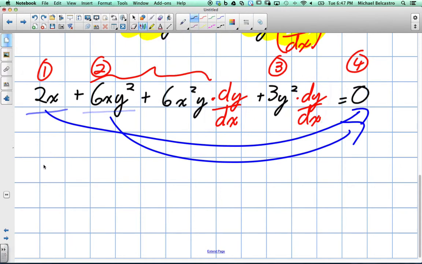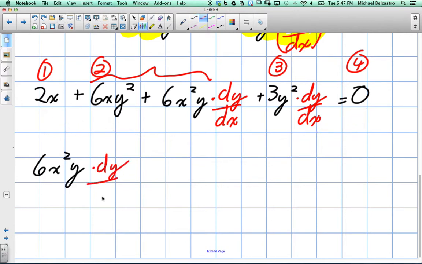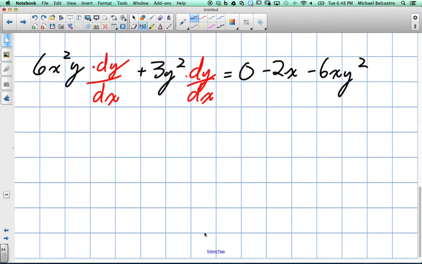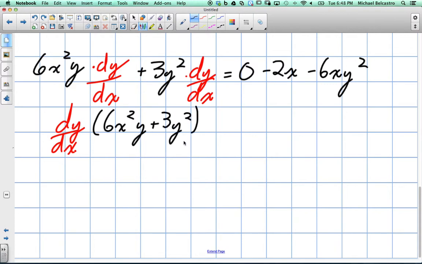So when we do that, we'll get 6x squared y times dy over dx, plus 3y squared times dy over dx, is equal to the 0 minus 2x, x becomes negative on the other side, minus 6xy squared. So what we've now done is dy over dx is by itself. And if you remember something called common factoring, I can common factor out dy over dx. So if I do that, it becomes dy over dx times whatever the other two values are. So the other value is 6x squared y plus 3y squared. So I've common factored that out.